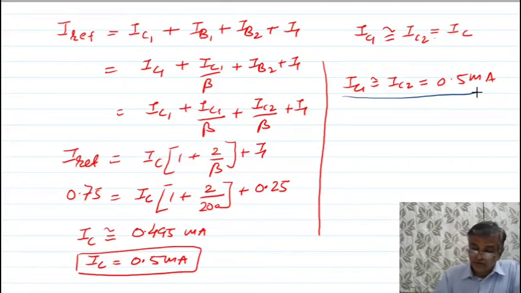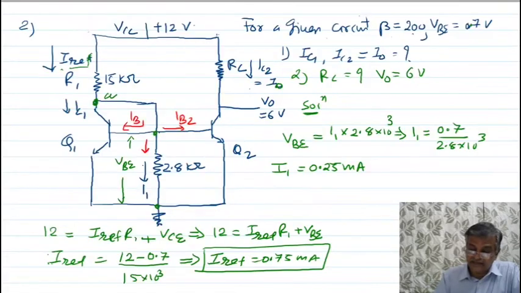Second, I have to find the value of RC. So look here, 12 volt is equal to this voltage plus this voltage. You can say here 12 voltage is equal to, this is always with respect to ground, IC2 into RC plus VO. VO is given, you know IC2, you can calculate RC. So this is your question, what is RC?